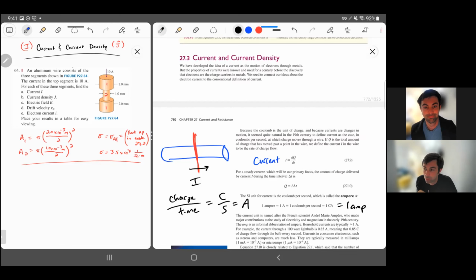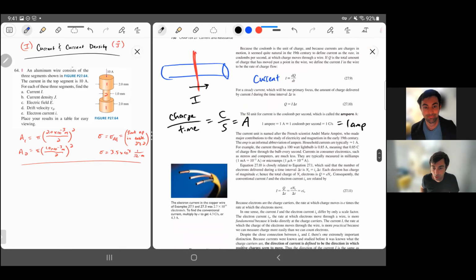And 1 amp is actually pretty big. You can have a 1 amp current, but that's something pretty big. If your toaster's on, then you have a few amps for the current. Most small electronics are more like milliamps. And this current is related to the electron number current by, well, it's the number of electrons times the charge of each electron. That tells you how much charge is going through each second. So this formula hopefully is not too surprising.